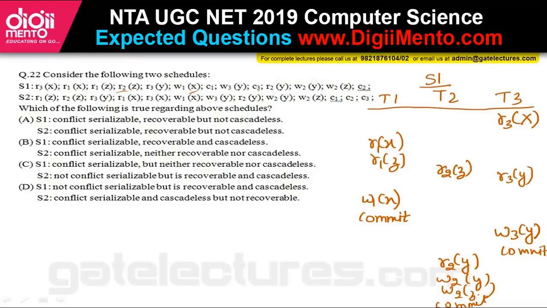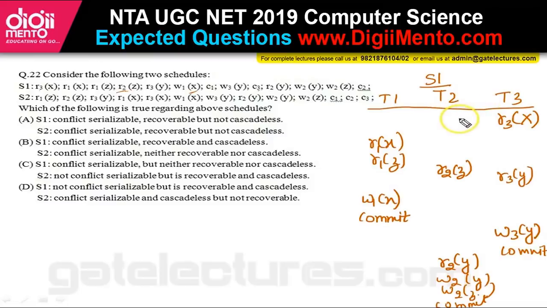Even before solving the question, we can see one thing: that S1 is recoverable. Recoverable schedules mean we do not commit until the data we are reading from has committed. And the second one is cascadeless. Cascadeless means that I will not perform a read operation from an uncommitted transaction. So what I'm saying is, we will see.